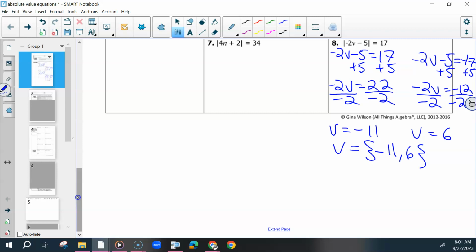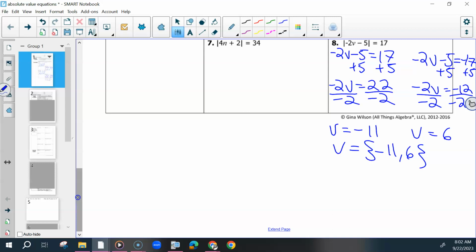Why do you have to do both, negative and positive? Because absolute value measures distance, so it's not just measuring the positive distance, but it's measuring the negative distance also. Okay. Before we go on to the next page, are there any from this page that we skipped over that we want to go over?